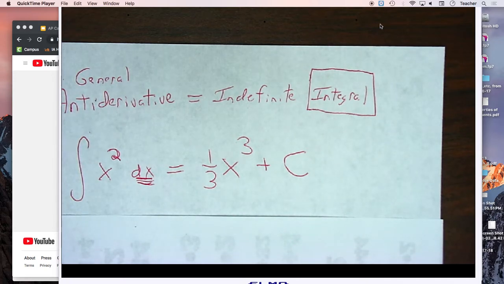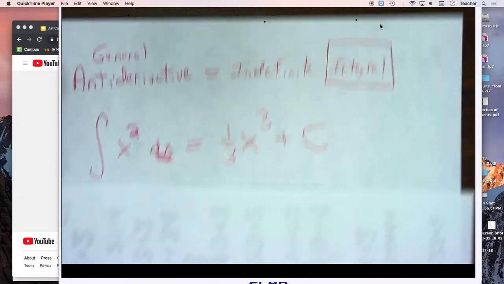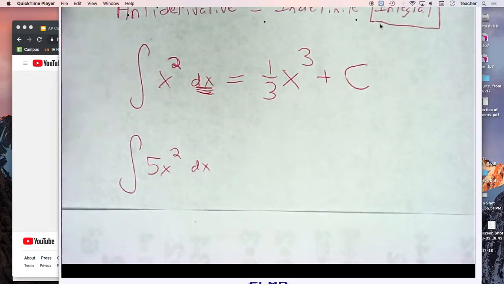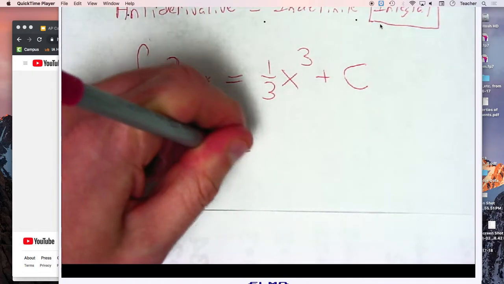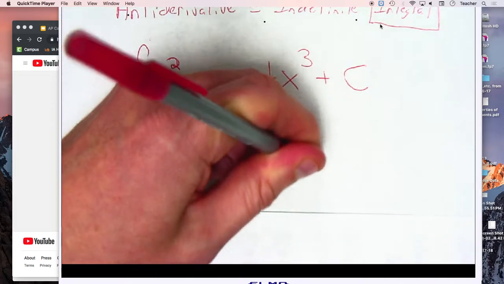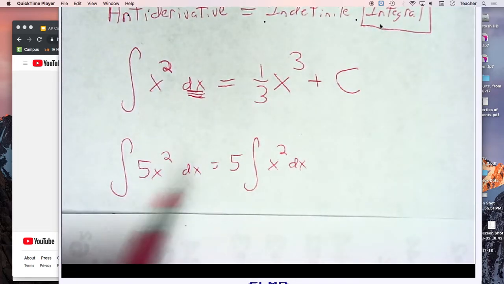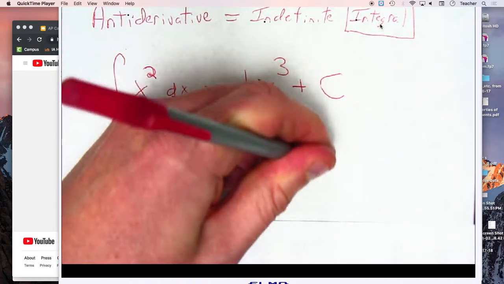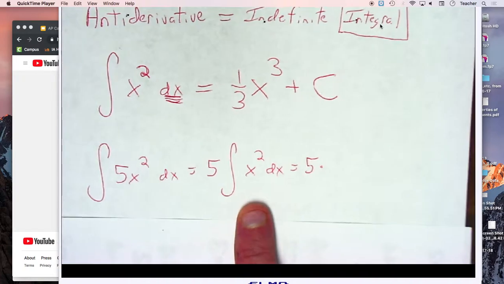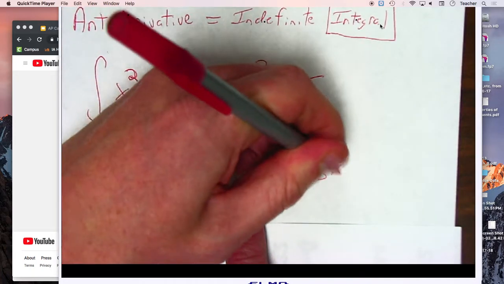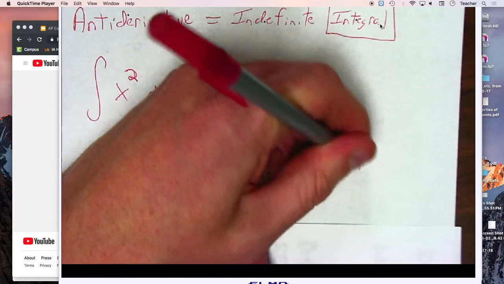Like I said, a lot of these problems you can just do with guessing and checking. You can also make use of a couple properties, and once you get the hang of it, you don't need to write this out. If you have a constant in front of your function, you can just pull that constant out in front. Just ignore the 5. It's part of the answer, but I don't need to do much with it. It just sits there. What's the antiderivative of x squared? Same thing as before: 1/3 x cubed. Then I put my plus c at the end.